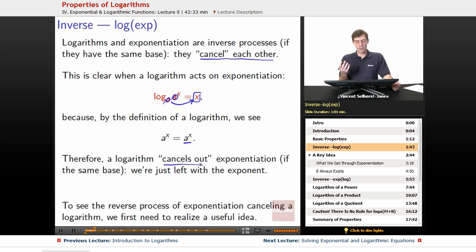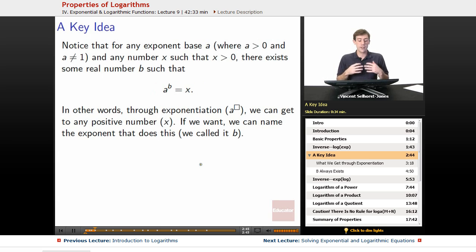To see the reverse process of exponentiation canceling a logarithm, we first need to realize a useful idea. Notice that for any exponent base a, where a is greater than 0, or the base is positive, and it's not equal to 1, and any number x such that x is a positive number, there exists some real number b such that a to the b equals x. In other words, through exponentiation, this a to the something, we can get to any positive number x, right? For any positive number, say 58 as your x, then with my a, I can raise it to something that will get it to 58. And then if we want, we can name the exponent that will do this. We called it b here, right? There's some number b such that a to the b equals x.